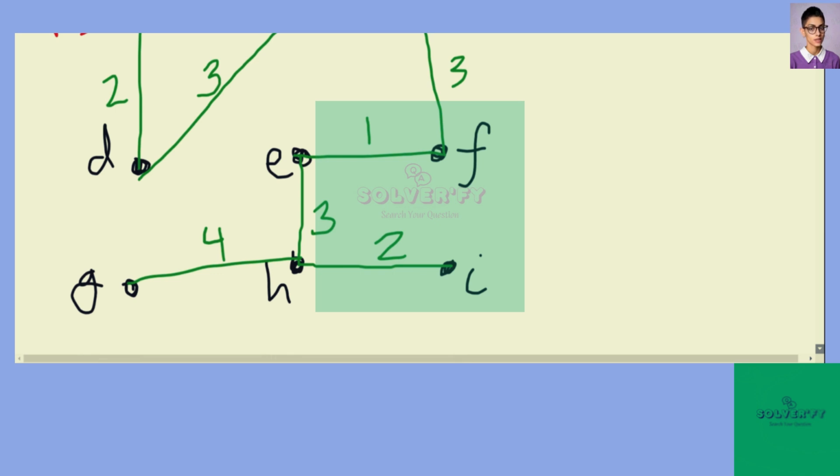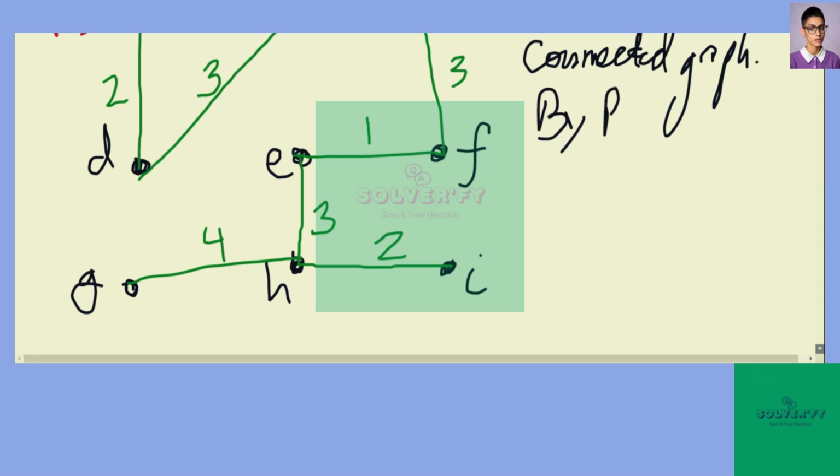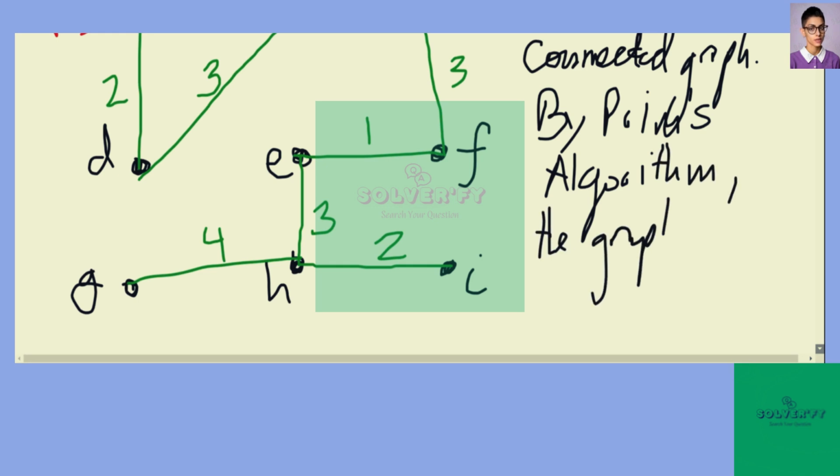And so we have a connected graph, and by Prim's algorithm, it follows that the graph is a minimum spanning tree.